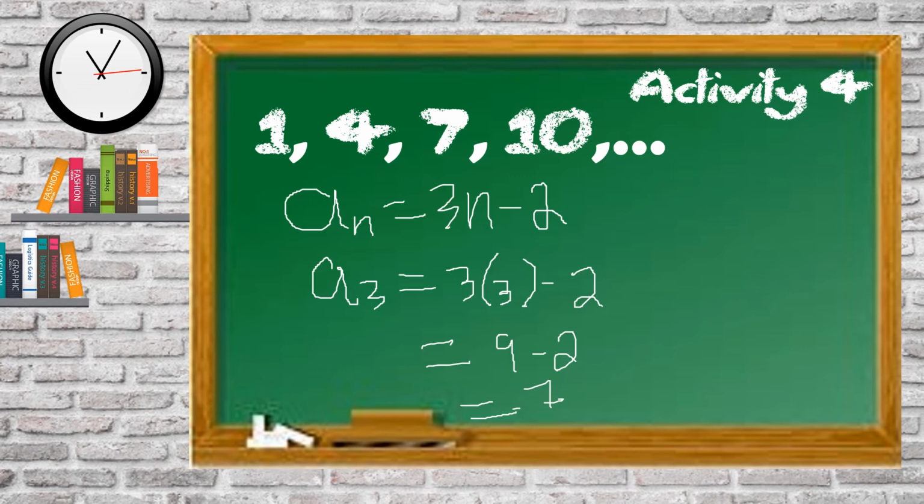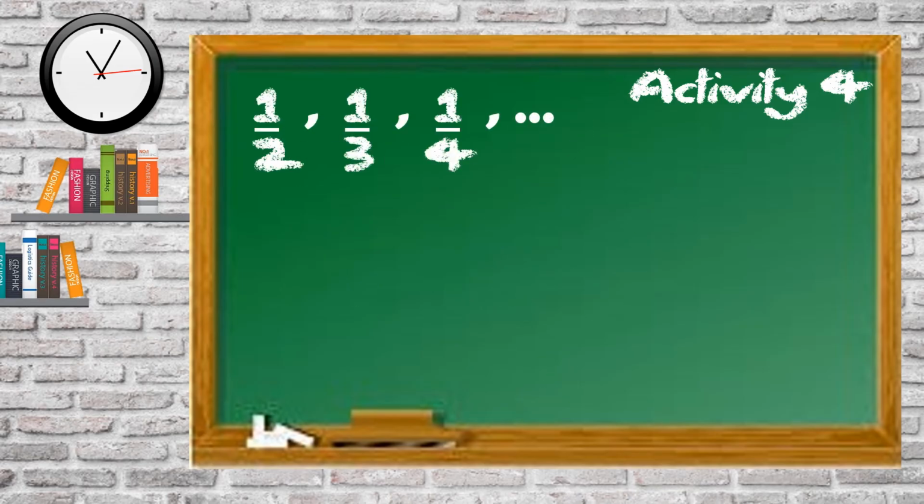Tama nga. So, tama yung ating na-generate na formula na a sub n equals 3n minus 2. Let us proceed with example 3.